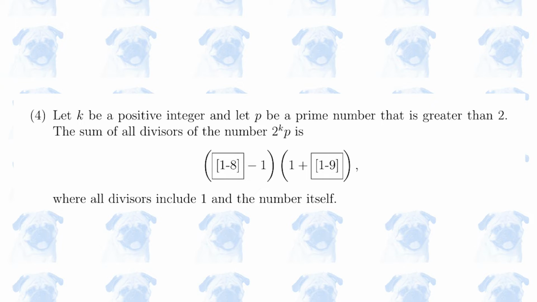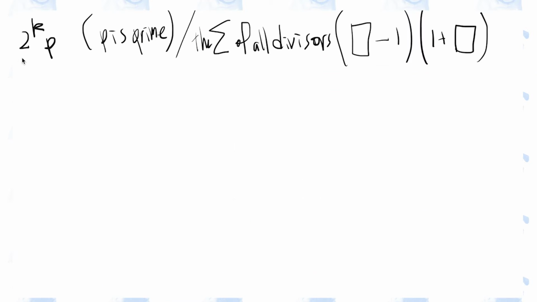Number 4. We have a number 2 raised to the power of k times some prime number p, and we need to find the sum of all the divisors of this number. This number can be divided by 2 to the power of 0, 2, 2 squared, 2 cubed, all the way up to 2 raised to the power of k.